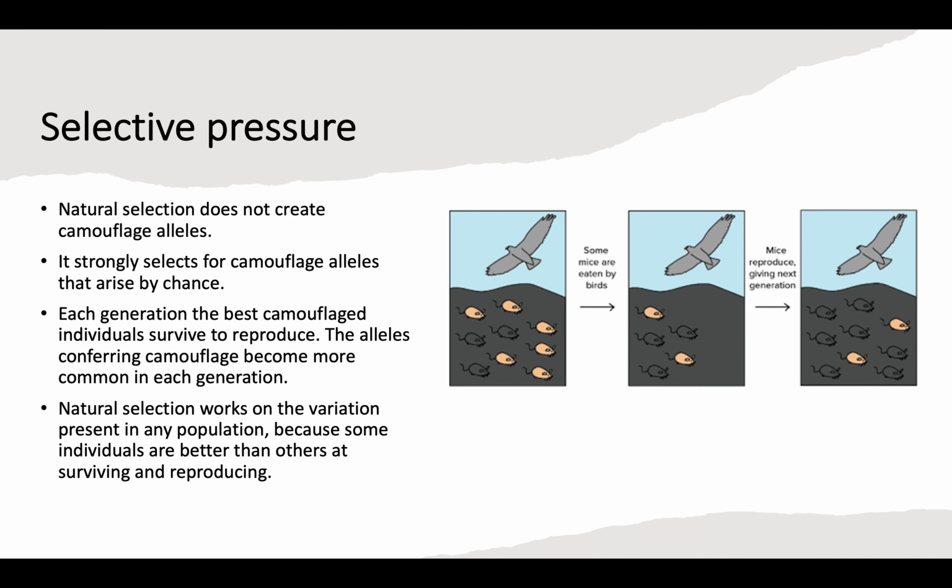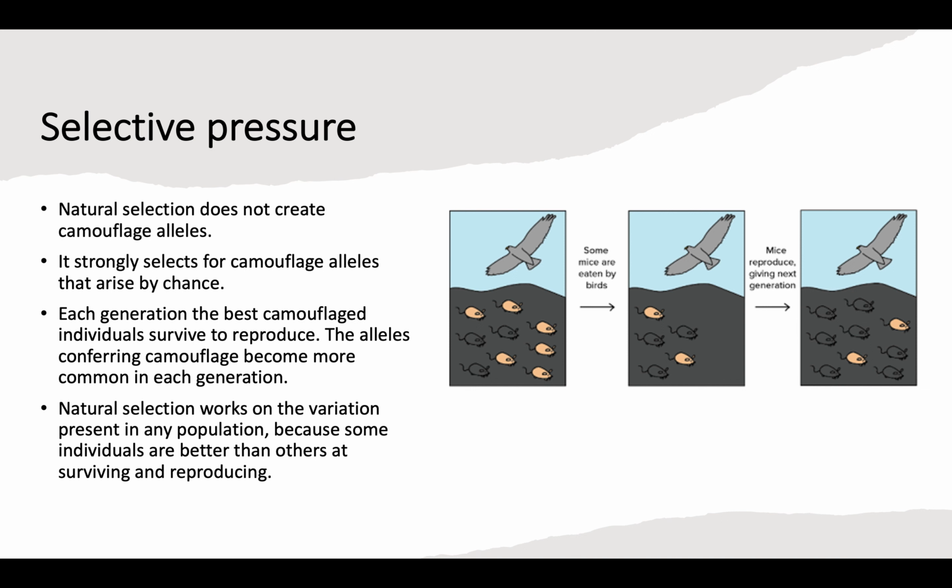So now let's talk about selective pressure. Natural selection does not create camouflage alleles. Natural selection is not a process that chooses positive, quote unquote, traits. Natural selection doesn't create the alleles that are best for these animals. They happen naturally, and then because of their environment and the ability to survive, natural selection takes place naturally. So natural selection strongly selects for camouflage alleles that arise by chance.